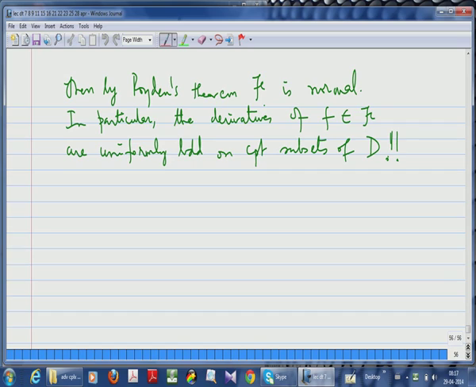The next thing that I want to discuss is Schottky's theorem, which is now very easy to prove. So let me write it down. Schottky's theorem.